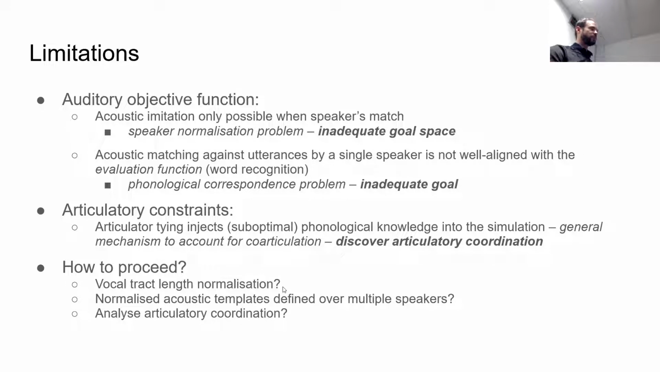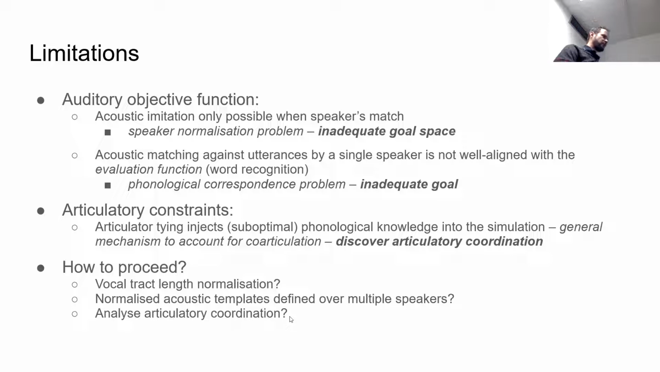If you look at speech technology, some of these problems are solved, for instance, in speech recognition by vocal tract length normalization. If we want to learn from more than one template sound, can we define normalized acoustic templates over multiple speakers? What should we be doing in terms of improving the goal and the goal space for these simulations?